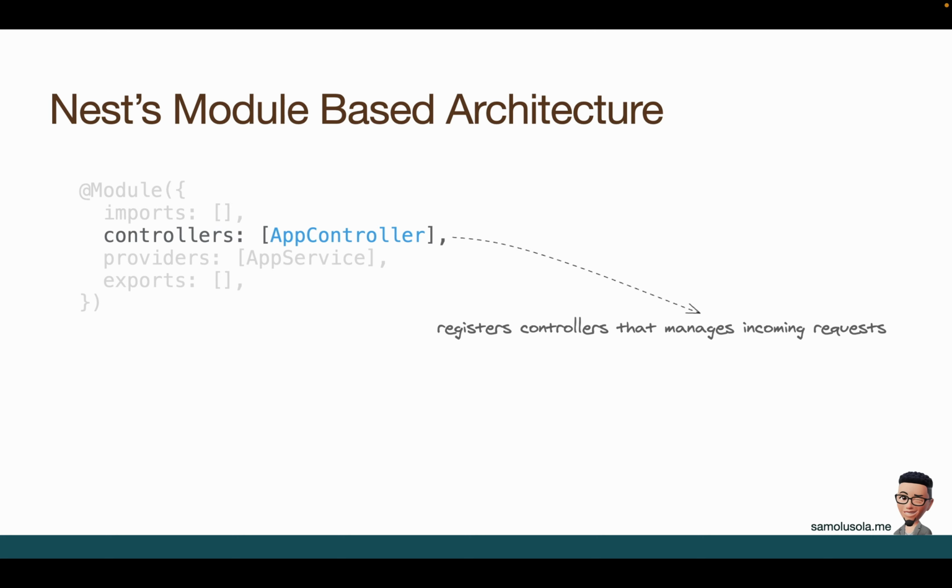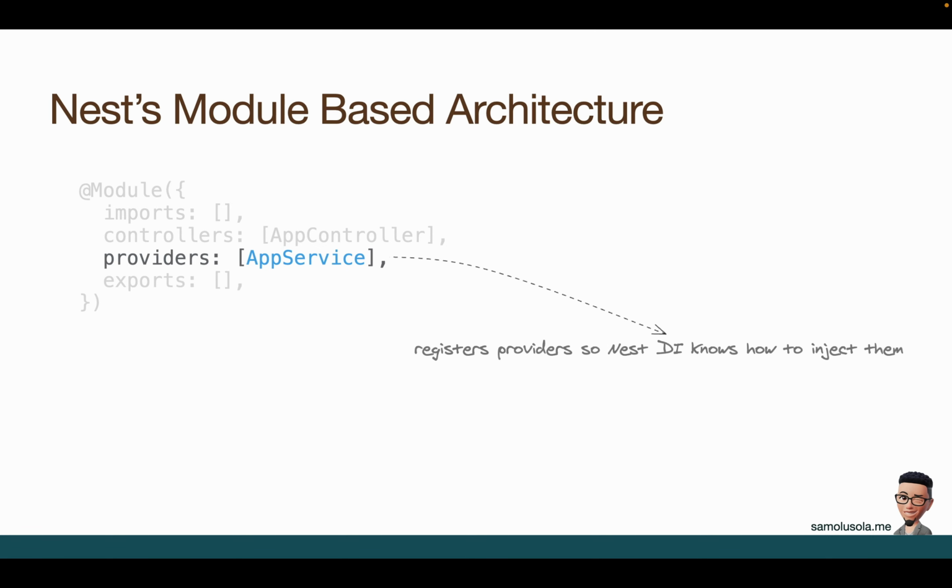The last property here is the providers. We have earlier explained what the providers are, and this is how we register providers with the Nest dependency injection system so that it knows how to inject them. Now that we have gone through a simple explanation of the NestJS module-based system, we are now going to go into VS Code, where we are going to create other modules within the project. See you again in VS Code.